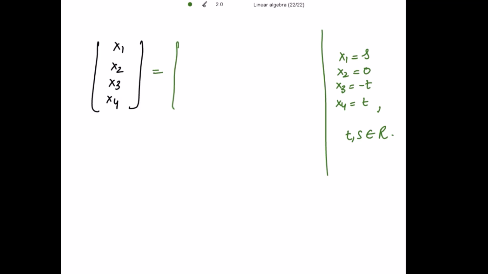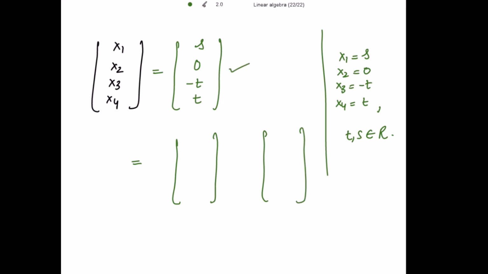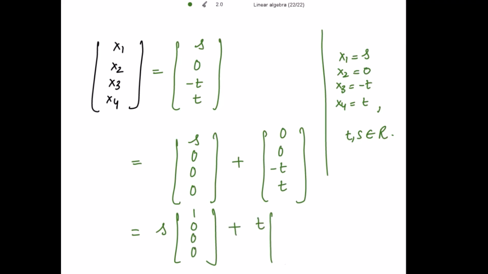Okay, so let's put all these values over here. x1 is s, x2 is 0, x3 is negative t, and x4 is t. We can also add two vectors to get back this vector. For that I am writing (s, 0, 0, 0) and (0, 0, -t, t). Can I write like this? When you add these two vectors, you will get back this vector. Now taking s common from this, we get (1, 0, 0, 0), plus taking t outside, we get (0, 0, -1, 1).